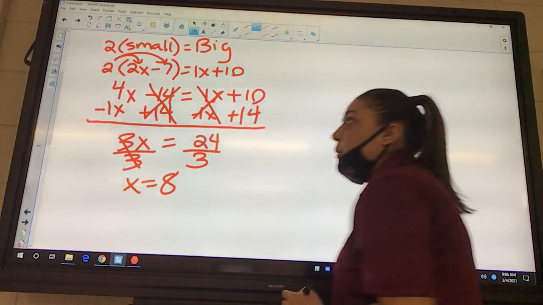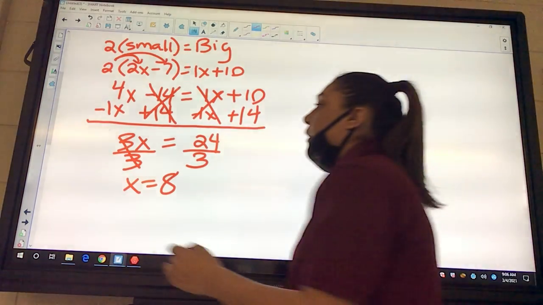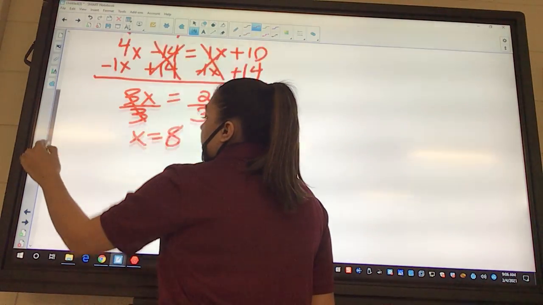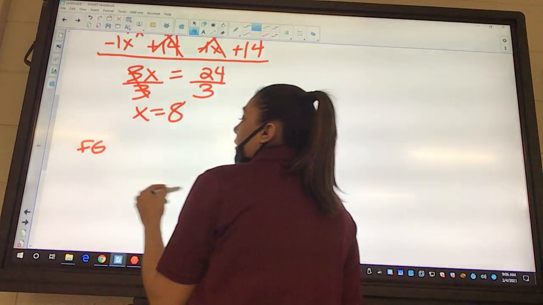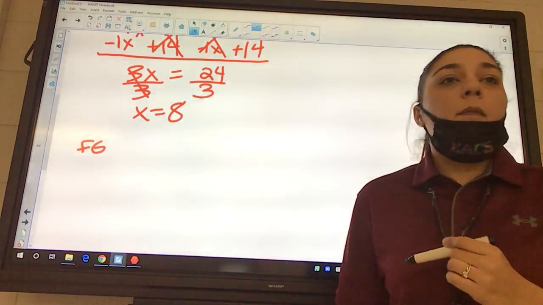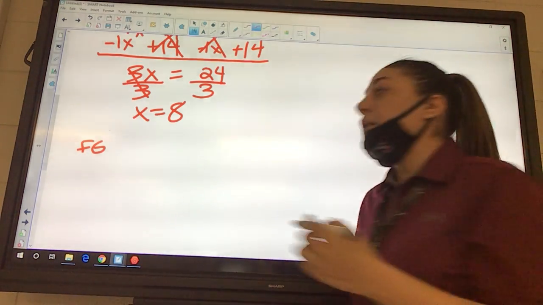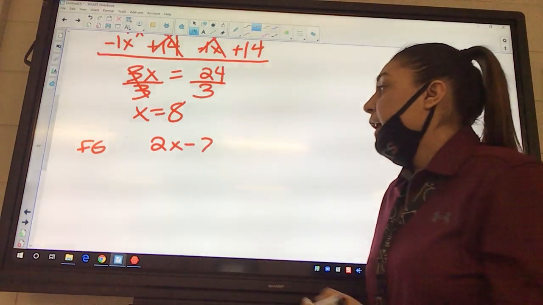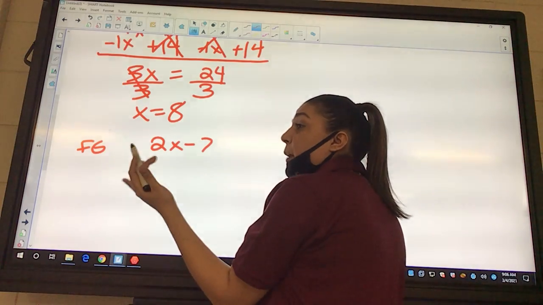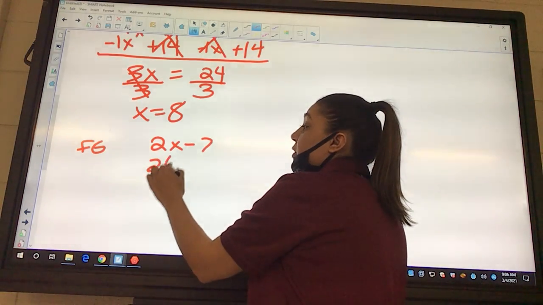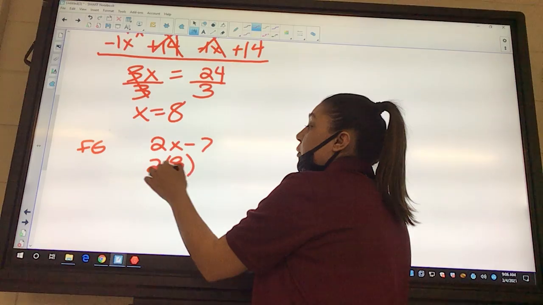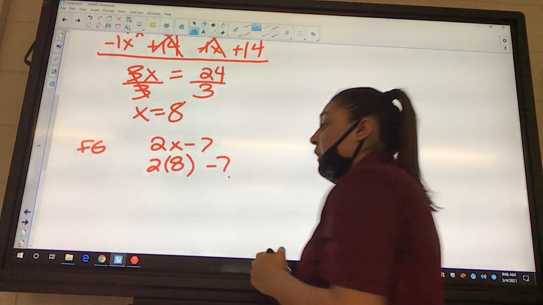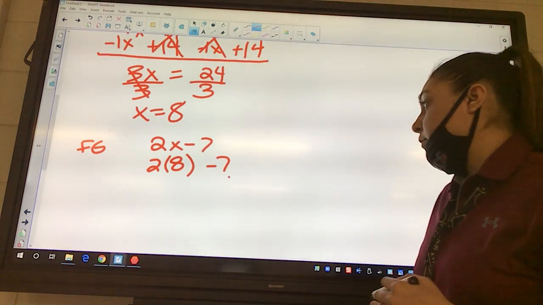And what do our directions want us to find? Which segment? FG. And what is FG? 2x minus 7. And what do we know that our x is now? 8. So, if you're using one of my calculators, you can type it in just like this: 2 parenthesis 8 close parenthesis minus 7. And it's going to spit you out something.